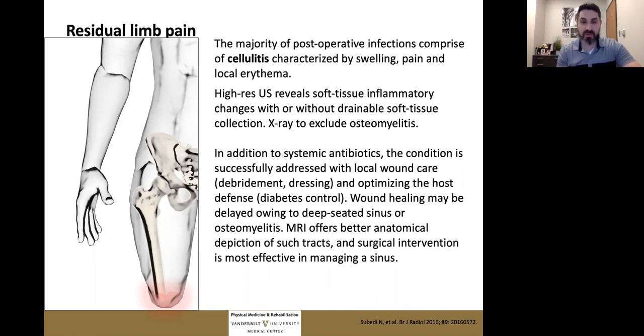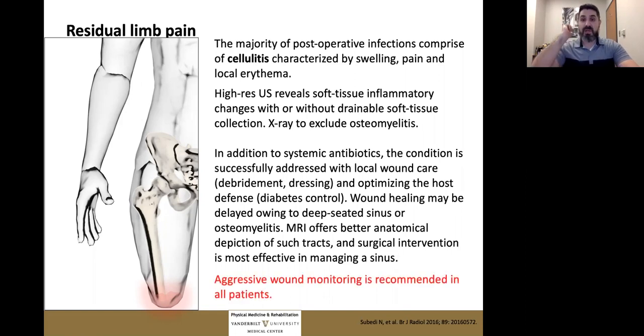Okay, so obviously MRI is going to give you a fuller picture of the local involvement, right? Aggressive wound monitoring is recommended in all patients. And let me tell you, I know we sometimes let people get away with small wounds. So I know you may not be worried so much about a young patient with traumatic limb loss, and you're like, yeah, they know what to do. They'll do a relative prosthetic holiday. They'll put their Neosporin on there. They'll be fine.